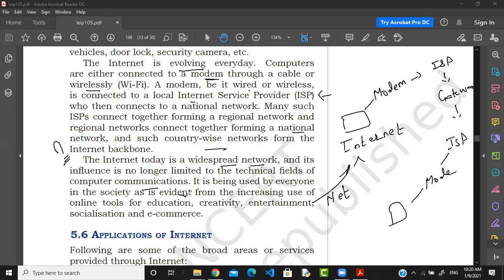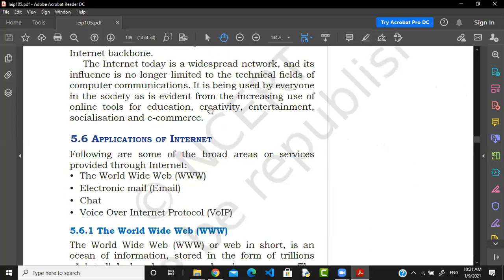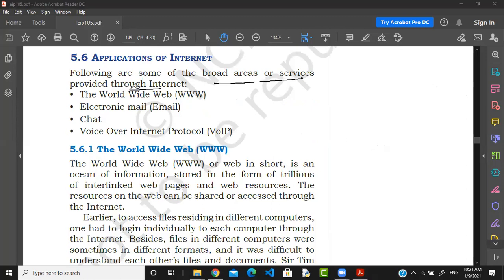Education system: nowadays this is the most important part of the education system, you can say. Creativity, social networking, e-commerce, several things are going on the internet. It is not only for doing computer work. Now if you look at the applications of the internet, you can find that there are so many applications. Some of the broad areas or services are provided through the internet.